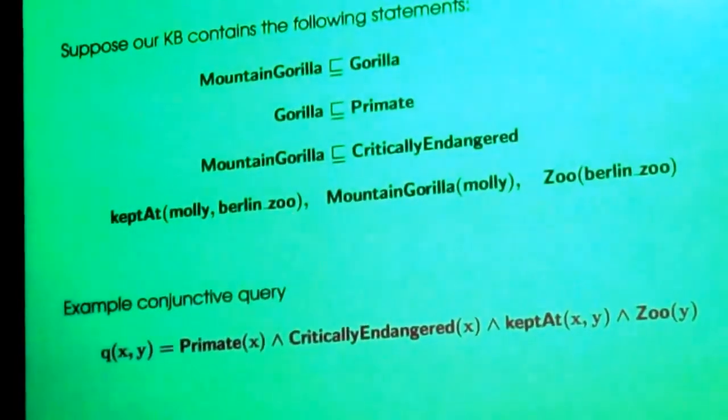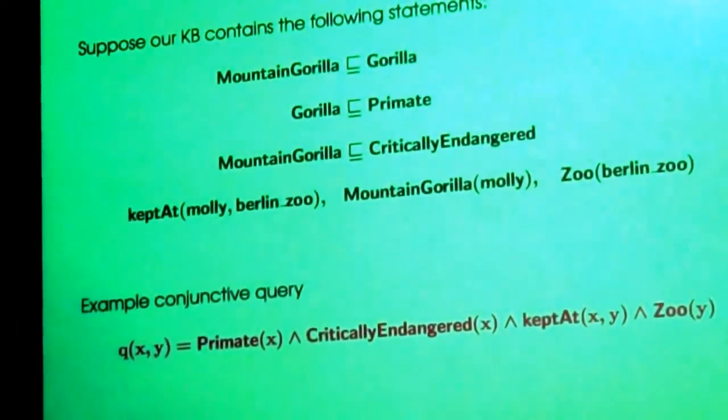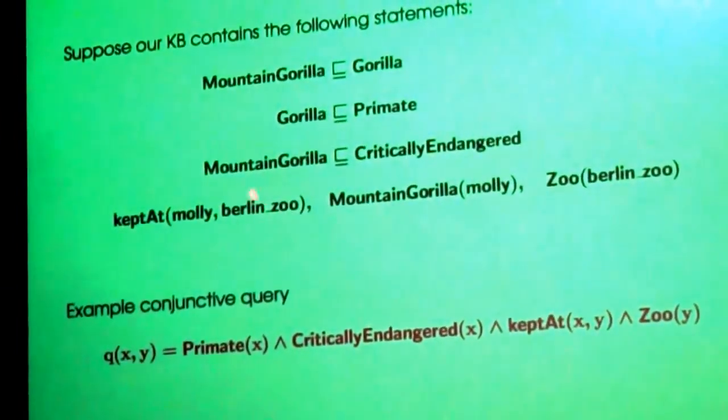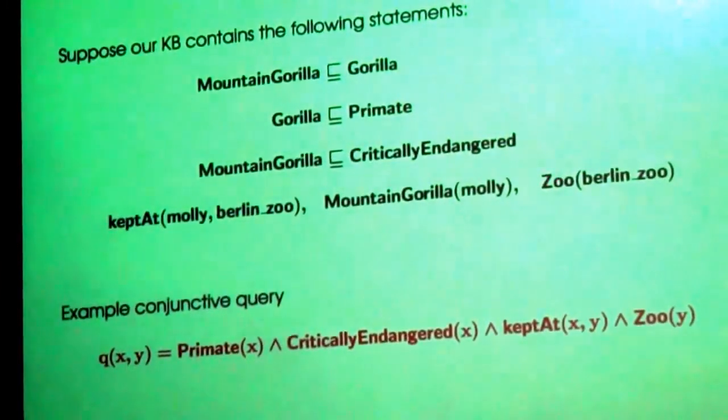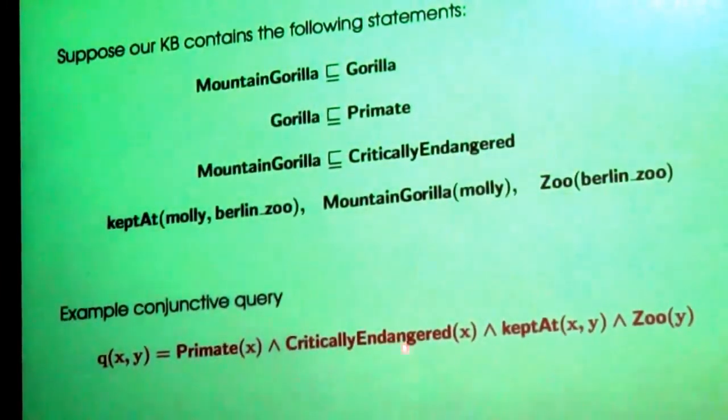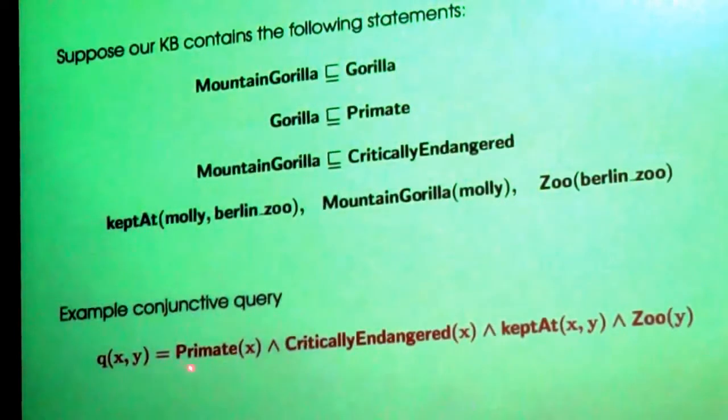And then I have some facts, probably have a lot more, but here are 3. So I know that Molly is a mountain gorilla who is kept at the Berlin Zoo, and the Berlin Zoo is a zoo, okay? Then a conjunctive query I might ask is something like this. So they consist of a bunch of atoms with variables and conjunctions between them, okay?